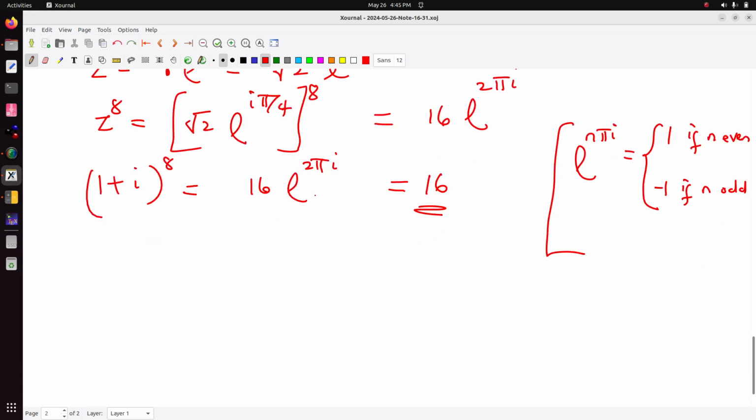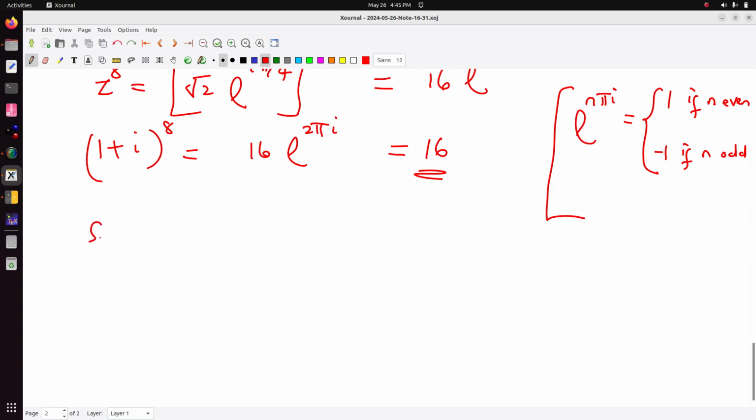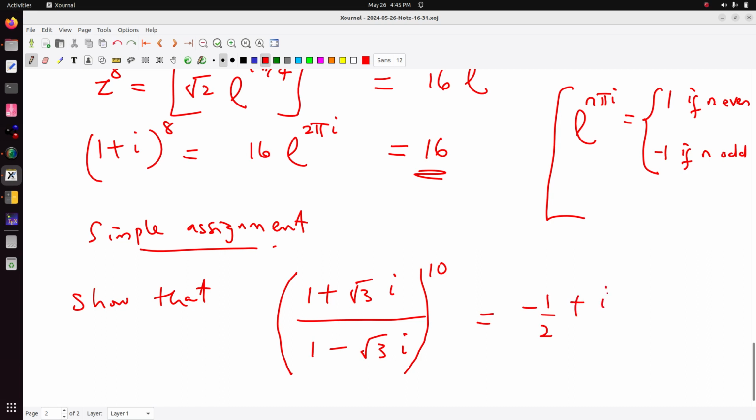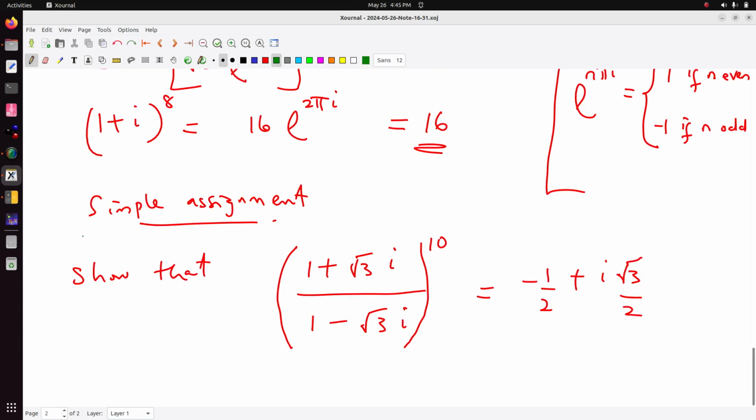Let me give this simple assignment, which you are going to submit. Show that (1 + root 3 i) divided by (1 - root 3 i), raised to the power of 10, is the same as 1 over 2 plus i root 3 over 2. Please take note of this assignment. This is your first assignment for today.